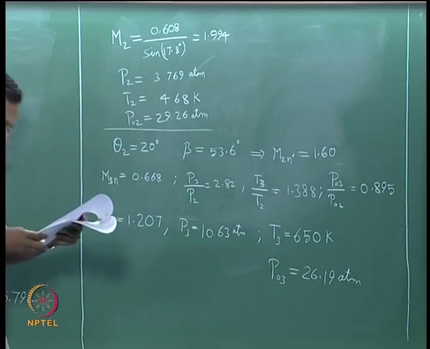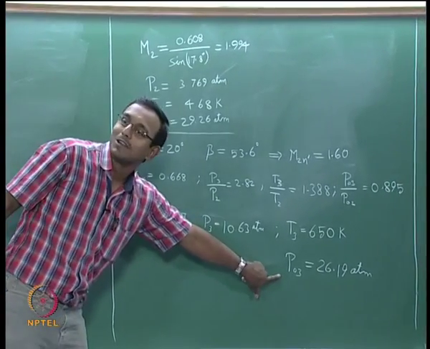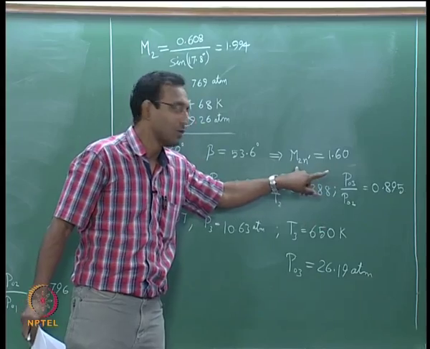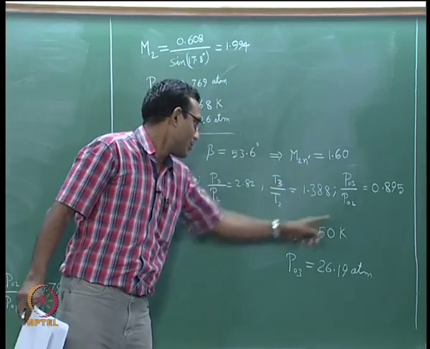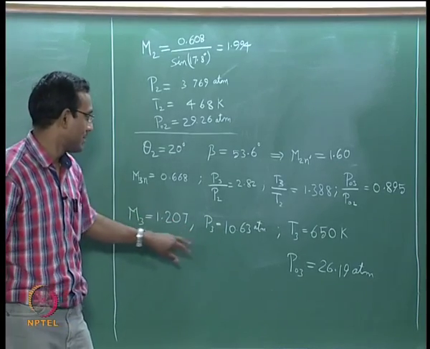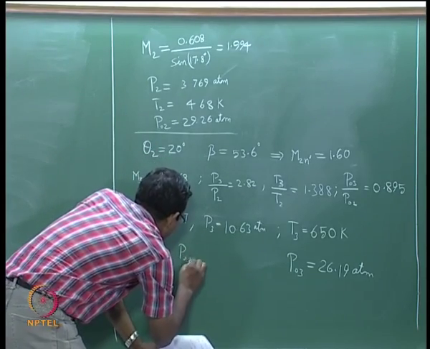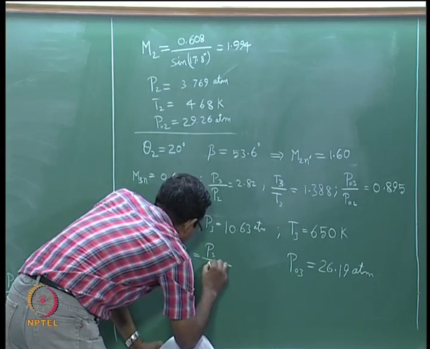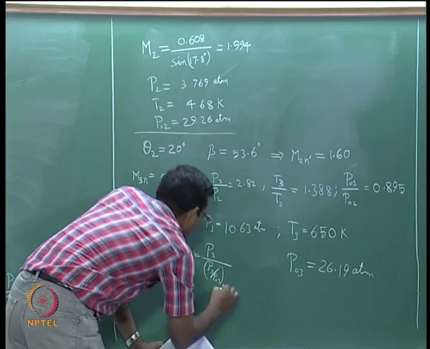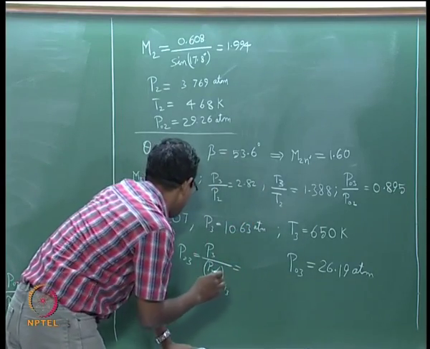And I did a quick check by seeing whether if I use this M3 and this P3 I will get this P03. It should also match. I got this P03 from this data from my M2 normal prime. If I calculate it another way, I will just use isentropic tables and calculate based on this Mach number and this P3, what do I get? If I use that, P03 equals P3 divided by P3 by P03 at M3.